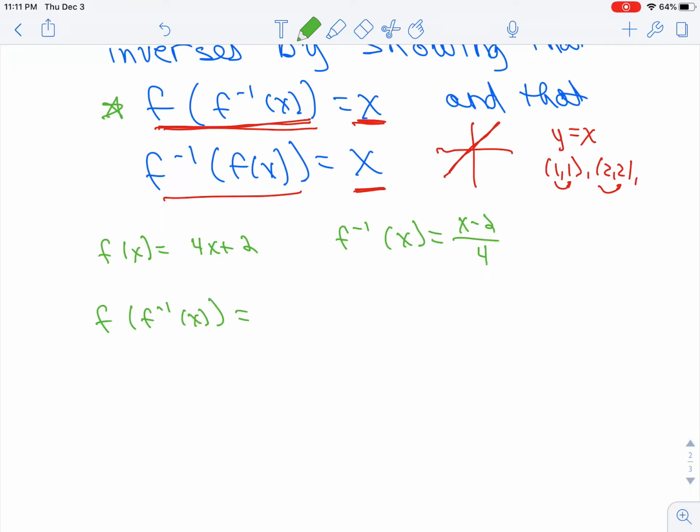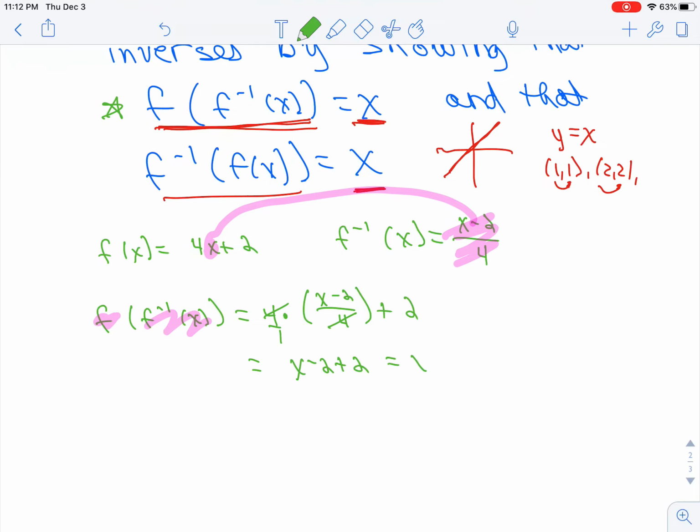then what this means is I'm going to take the function f inverse of x, which is this, that's on the inside, and I'm going to substitute it into the f function in for x. I'm going to sub it right in here. So when I do that, I'm going to end up with 4 times, and then in place of the x, I'm putting the quantity x minus 2 over 4, plus 2. And then to simplify that, think of this as 4 over 1. These will divide out, and so I'm left with x minus 2 plus 2, which is just equal to x.